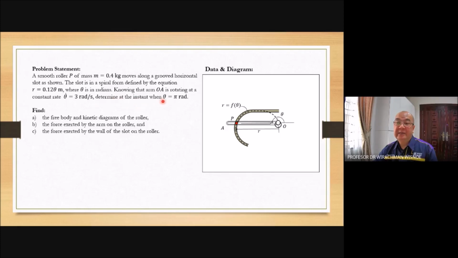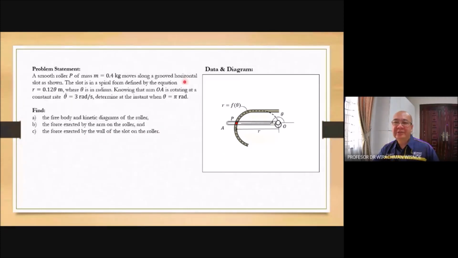at the instant when theta equals pi radian, A, the free body and kinetic diagram of the roller, B, the force exerted by the arm on the roller, and C, the force exerted by the wall of the slot on the roller.